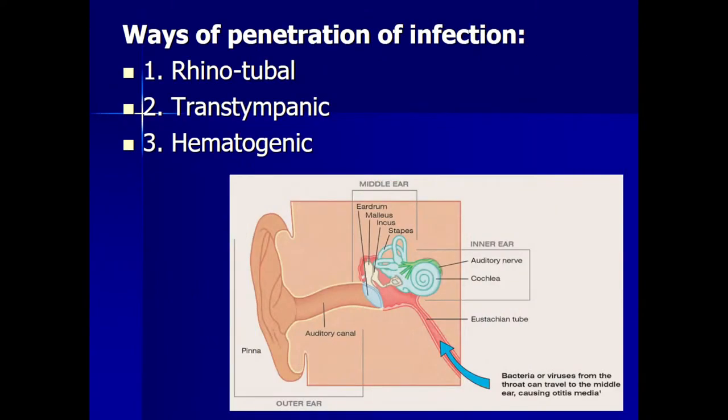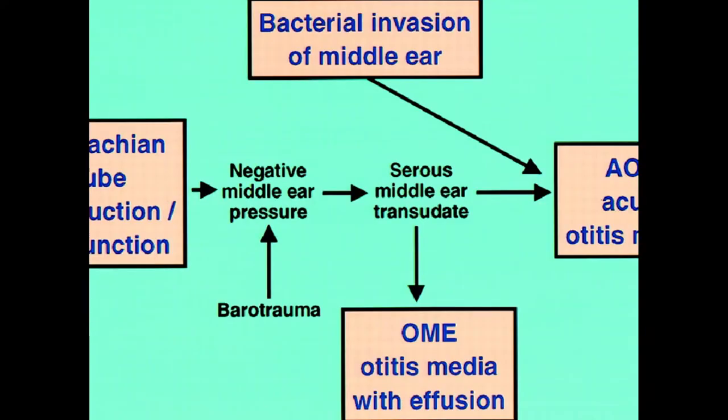And so we understand that the most common way infection penetrates the middle ear is the rhinotubal way, from the eustachian tube. Bacteria or viruses from the throat can travel to the middle ear, causing otitis media. But sometimes the infection may come through the tympanic membrane, because of direct trauma, and less often, it may be a hematogenic way. Bacterial invasion of the middle ear leads to acute otitis media, catarrhal inflammation.